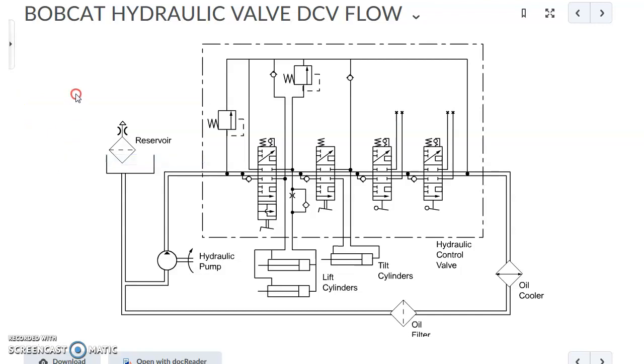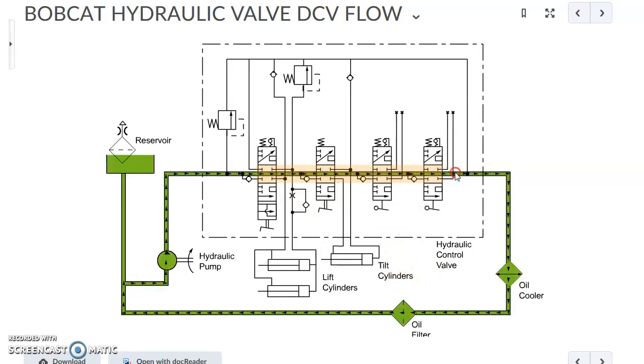Here's how things look schematically. They've changed the machine here slightly, but it's very similar. They've got a reservoir, pump, control valve, lift cylinders. Now they've showed 2 lift cylinders, a single tilt cylinder, cooler, filter, and there's the open center flow path through the directional control valves.